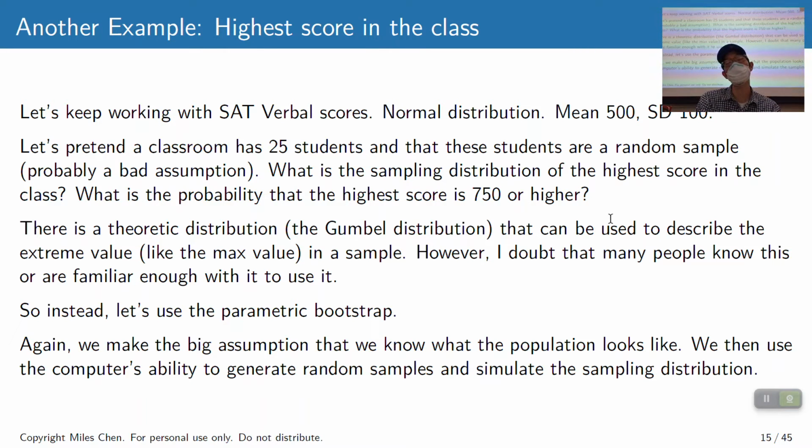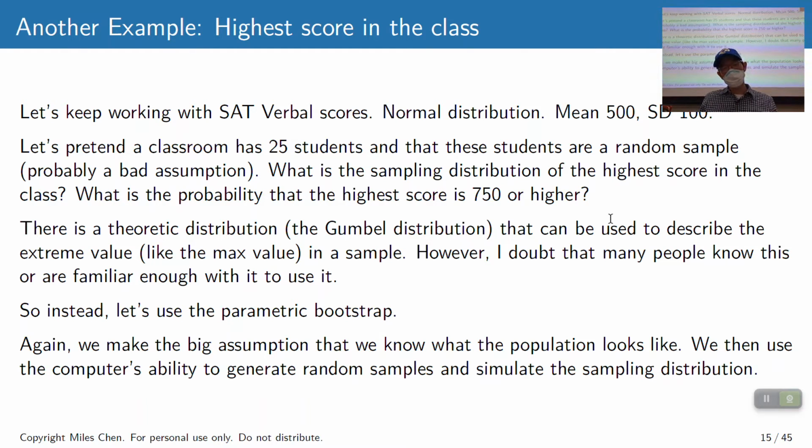But what is the sampling distribution of the highest score in the class? And what is the probability that in a classroom of 25 students, the highest score is 750 or higher? How do we answer questions like this? The theoretic distribution used to calculate extreme values like the maximum is technically the Gumbel distribution. I'm not that familiar with it, and I don't even know if I'd be confident to use it. I might be able to say this is the theoretic distribution, but I'm not confident in how we would go about using it.